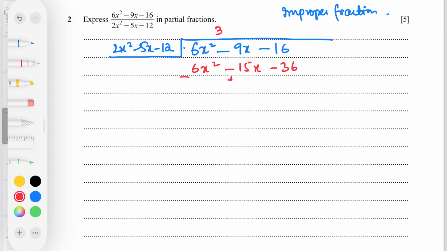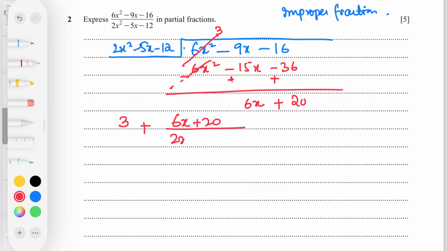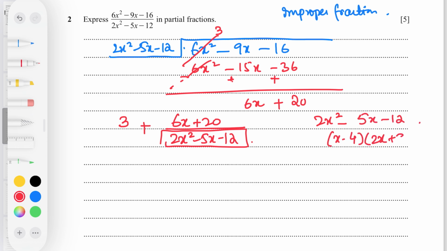Change the signs. This becomes 6x plus 20. So 3 plus 6x plus 20 divided by 2x squared minus 5x minus 12. So now we need to do the middle term breakup of the denominator to be able to do partial fraction. So when I do the middle term breakup of this portion, this comes out to be 2x squared minus 5x minus 12, x minus 4, and 2x plus 3. So I'm going to write that over here now.